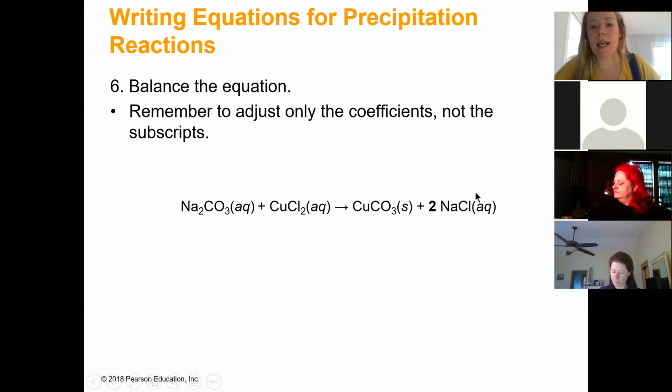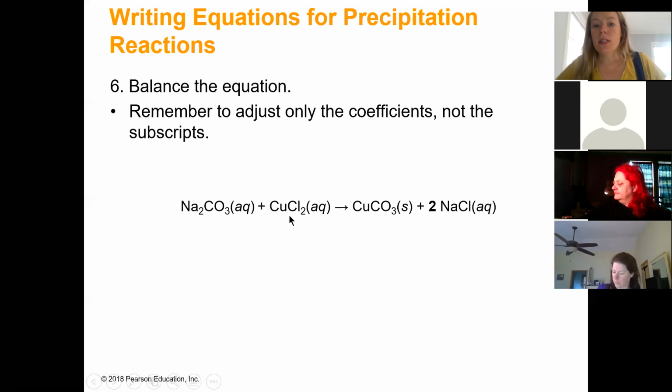I think the one thing that I see happen is people will combine the two metals together, or they'll combine the two nonmetals together because they don't have a great understanding of what an ionic compound is. Remember, ionic is a metal and a nonmetal. Your product also needs to be a metal and a nonmetal. So just make sure you're only going outsides and insides.